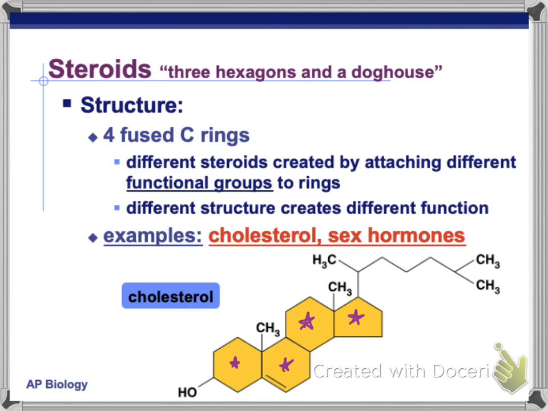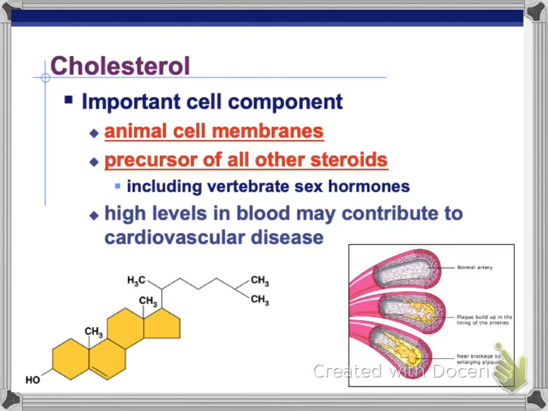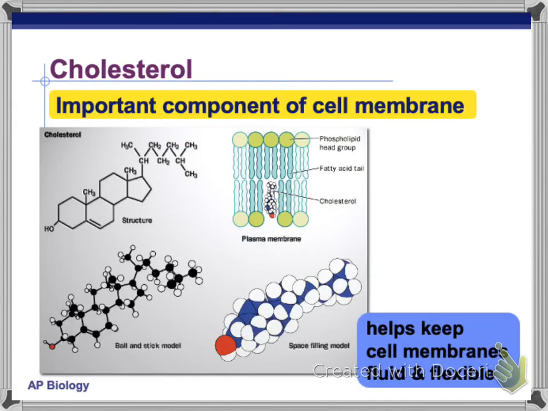Now, what you see here is cholesterol. And from cholesterol, our body can build all kinds of different things, including sex hormones such as estrogen and testosterone. Cholesterol is also going to be important in cell membranes. In addition to phospholipids, cell membranes contain another lipid, which is cholesterol. And we can see that here in this picture.